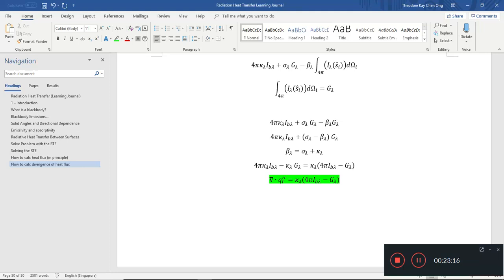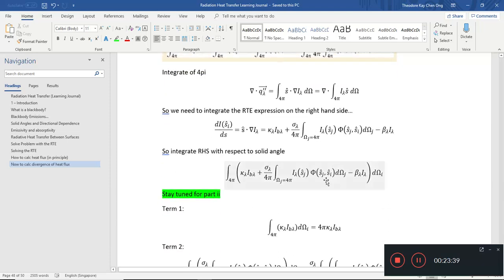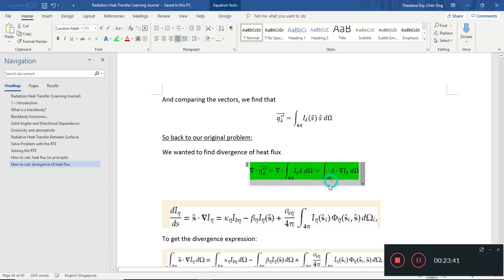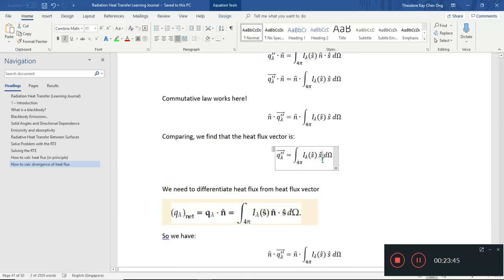Now, of course, there's a special case. We call it radiative equilibrium, where the divergence of heat flux is 0, but that one we can talk about next time when we talk about solving cases. So now we know what the expressions for divergence of heat flux and heat flux actually look like.